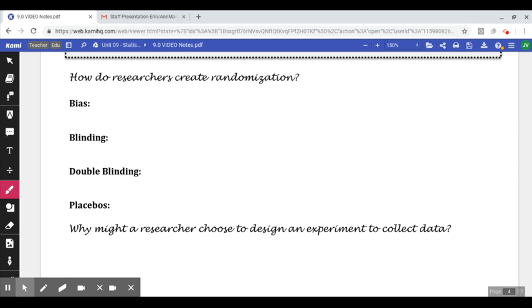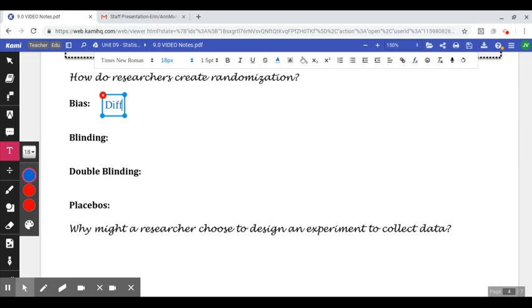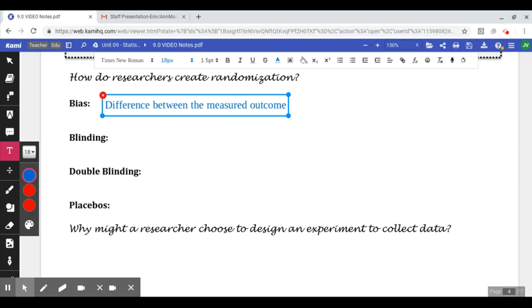We also need to control for bias. So there's a way that we can do that, but let's discuss what bias is to begin with here. So really, bias is going to be the difference between the measured outcome, so what you've figured out in your experiment, and the true outcome. So there's some bias involved when those two things are different, when what you measured actually isn't the truth. So that happens sometimes, and our goal is to reduce bias as much as possible.